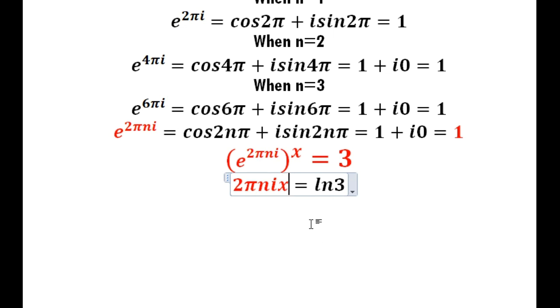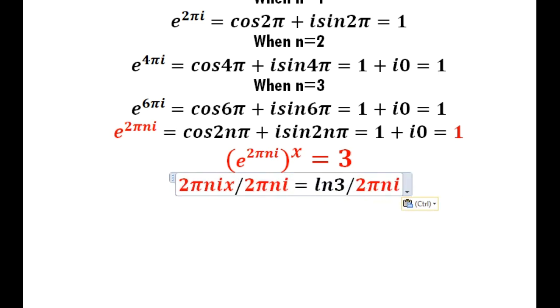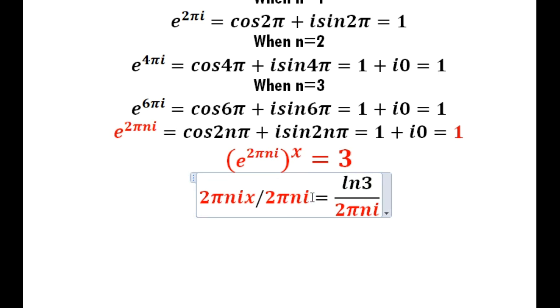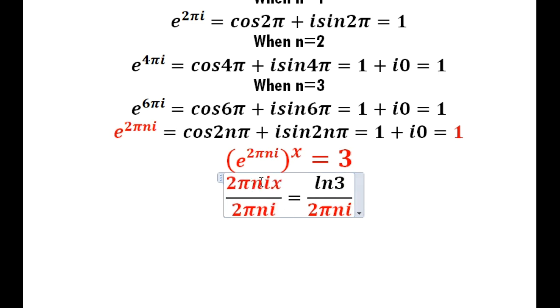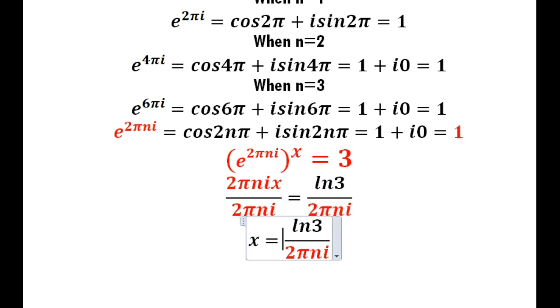So how do we get x? We divide both sides by the coefficient of x, which here is 2πni. If we divide both sides of the equation by 2πni, then what do we get? On the left-hand side, 2πni will cancel with 2πni, and the other side of the equation will remain with x equals ln of 3 over 2πni. And that is how to solve that kind of problem.